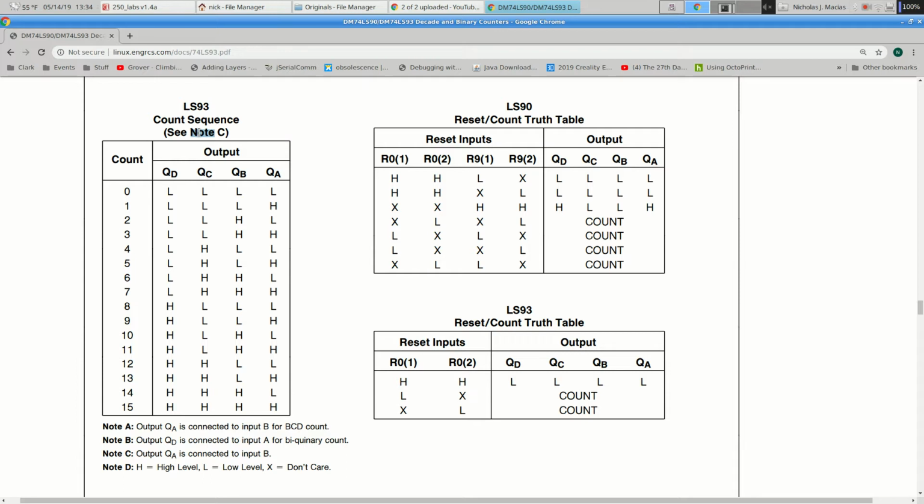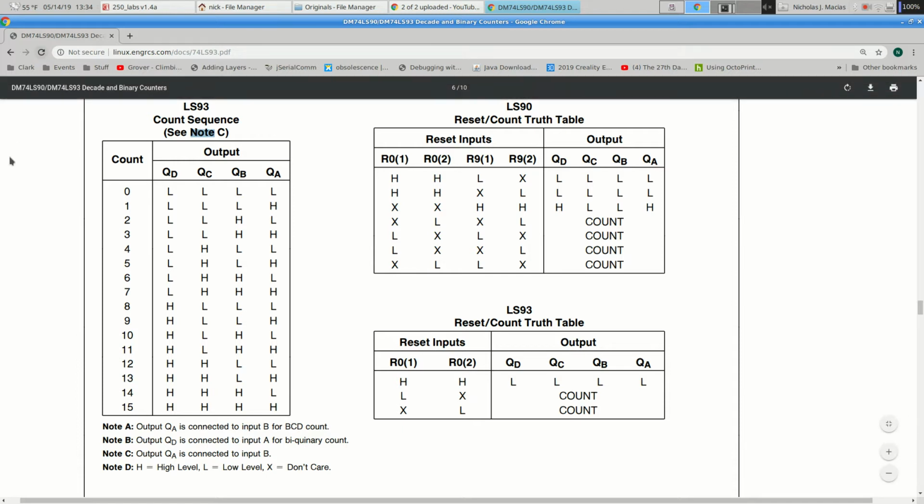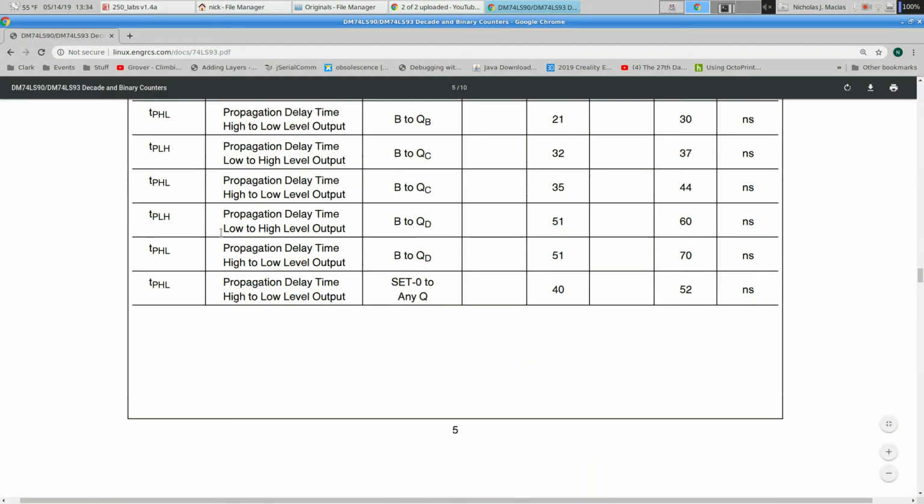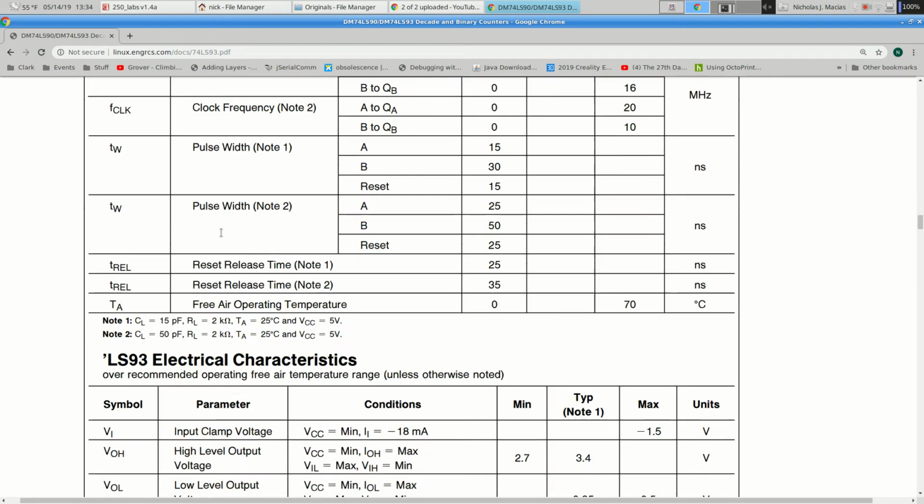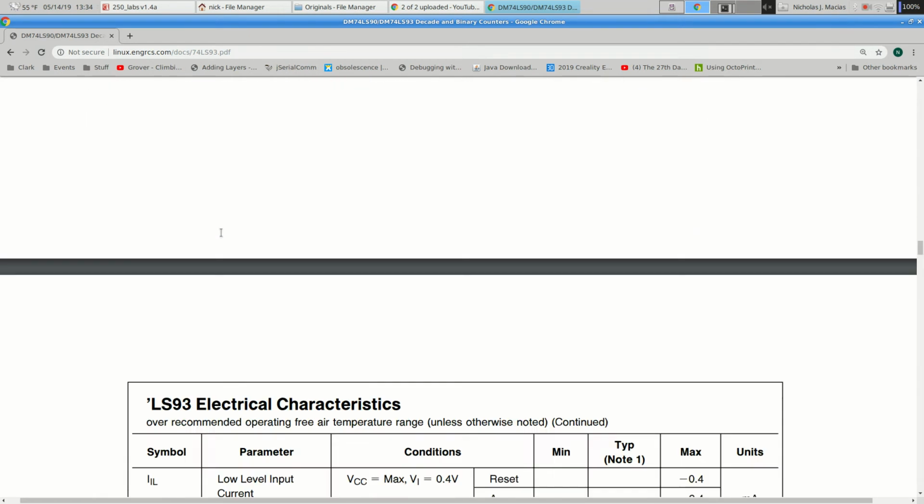It says node C, and node C says output QA is connected to input B, and this is where things get ugly. So I'm going to suggest you ignore these notes and ignore what your really good friend who got their lab working tells you, or your friend who took this course before. Well, you don't have to ignore it, but I will offer you an alternative.